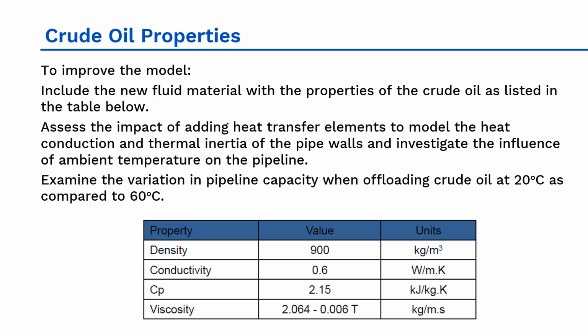And at the end, we want to see what the change is in the pipeline capacity for mass flow delivery if the offloading crude oil is at 60 degrees Celsius instead of 20 degrees Celsius.